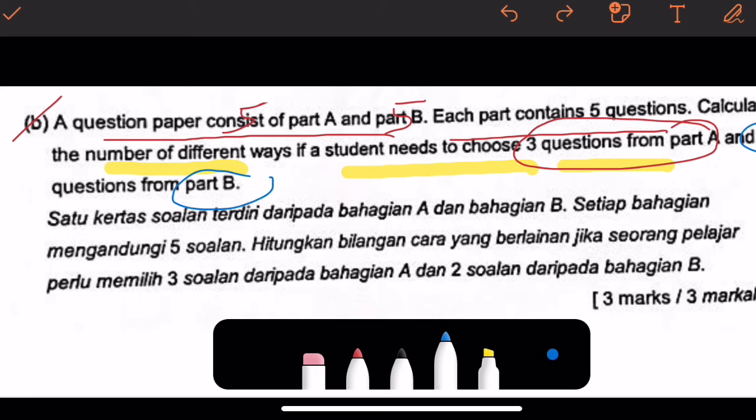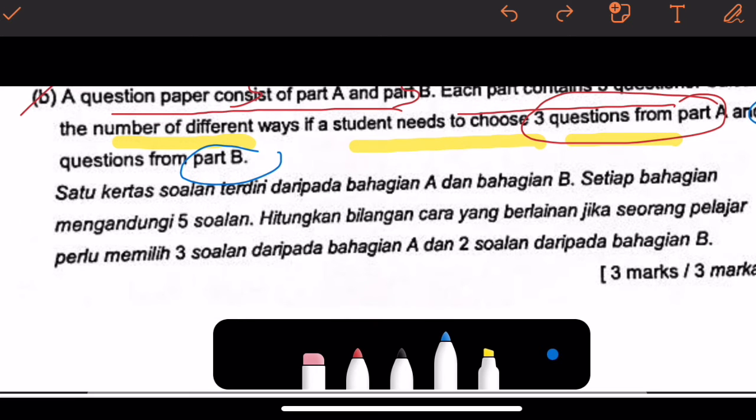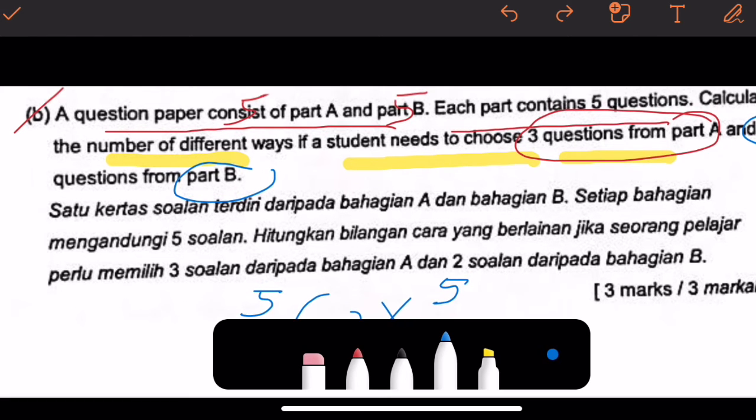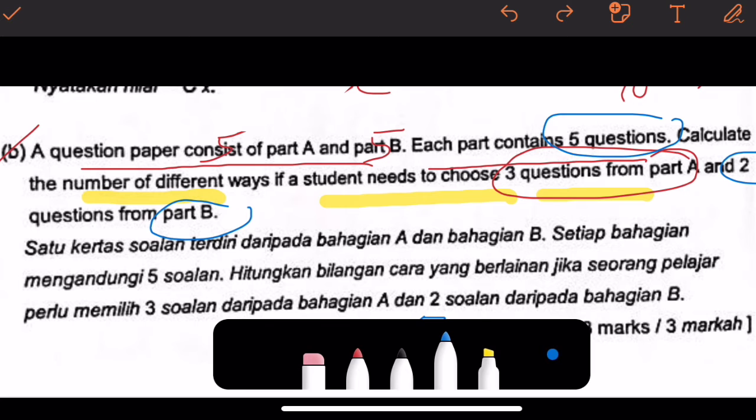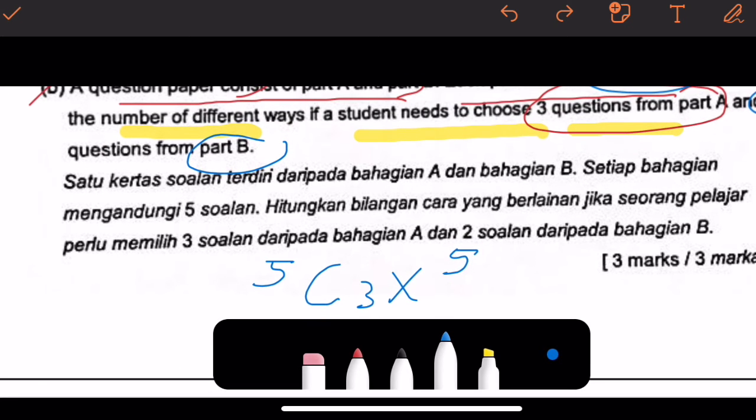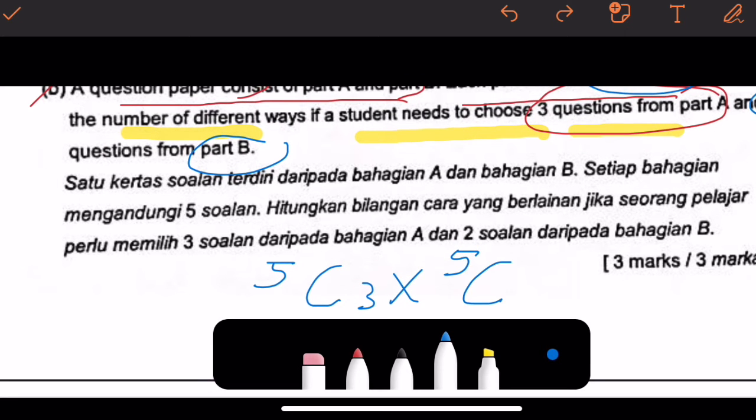Okay, that means we will use a combination, right? Because order is not important. So for section A, we have 5 questions. We want to choose 3, followed by section B, we got 5 questions, right? Each section consists of 5 questions here. So 5C3, and 2 questions from section B.